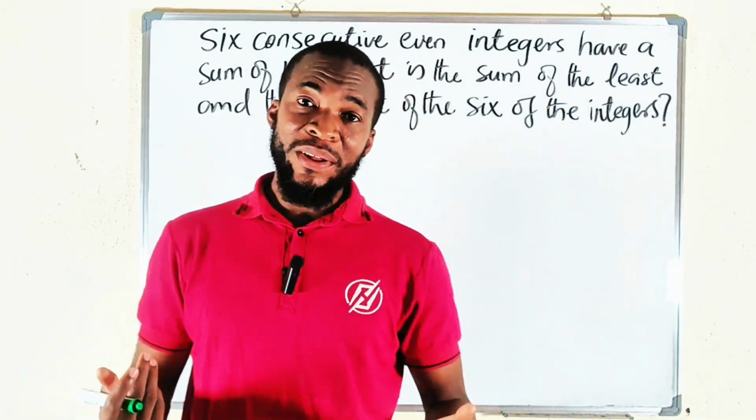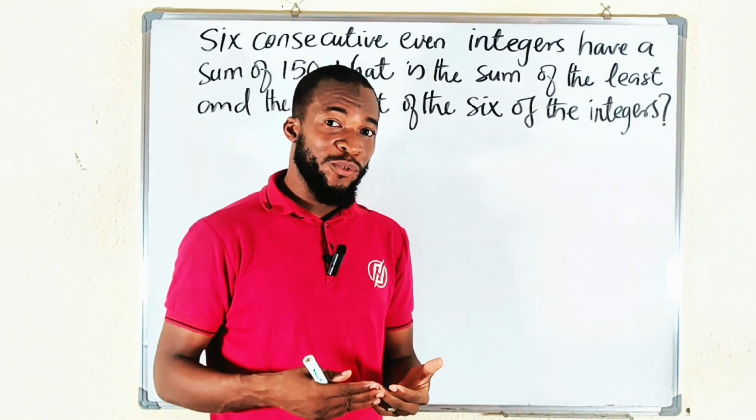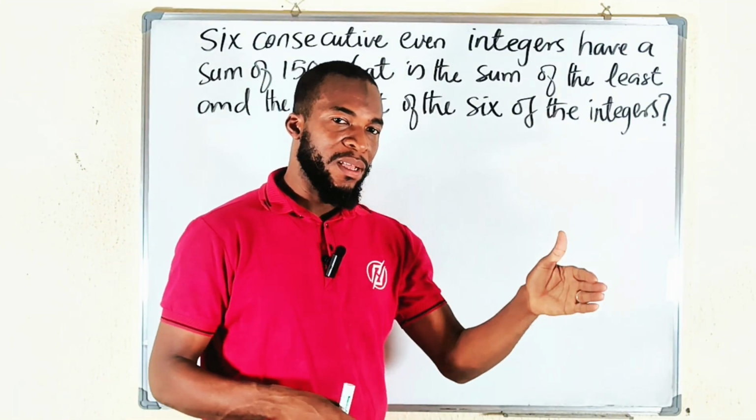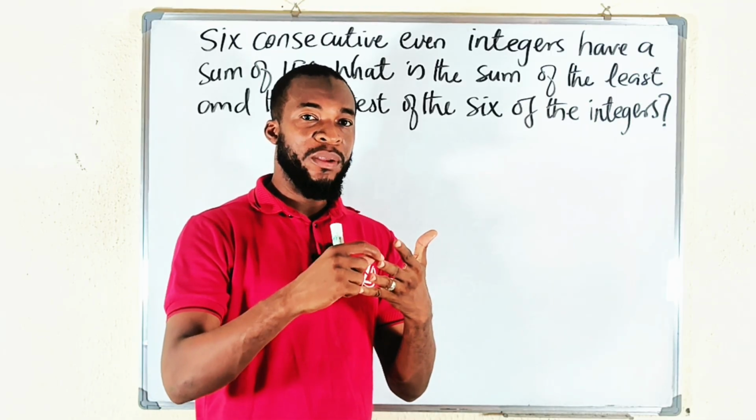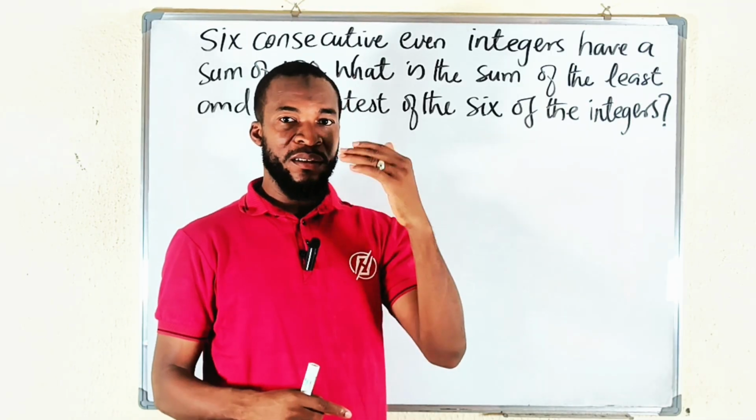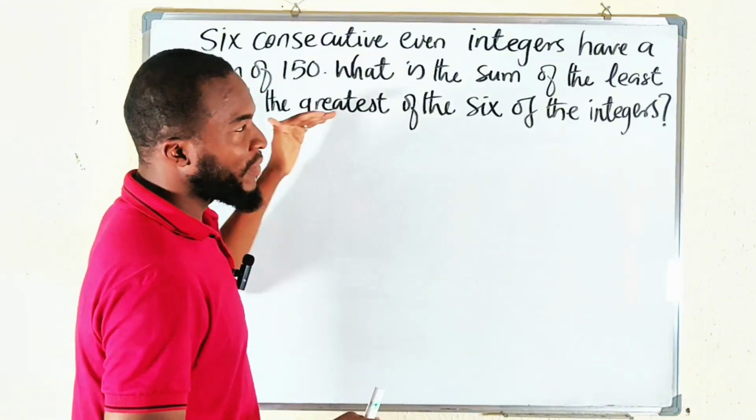Remember what an even number is, a number which is divisible by 2, but we're talking about integers. So let's assume the smallest even integer is 2. Then the next one should be 4, 6, 8, 10. You understand? So we're talking about 6 of them.